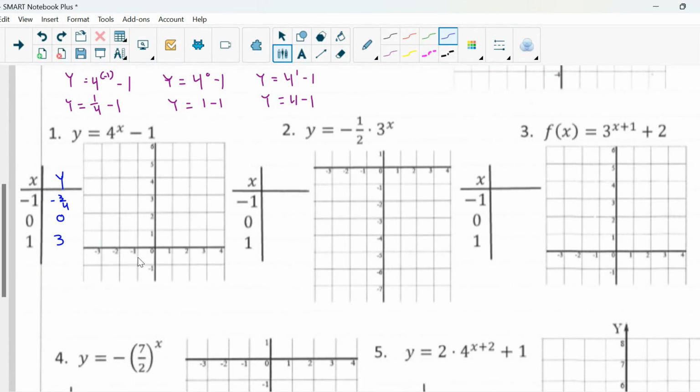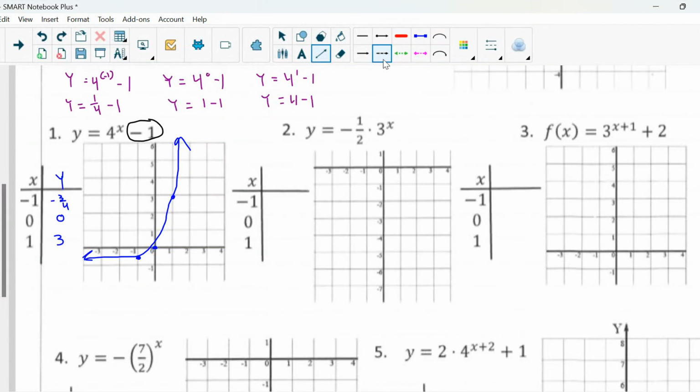So let's graph this. -1, -3/4, 0, 0, and 1, 3. And finally, we're going to have a graph that looks something like that. Once again, take a quick look at our k value here. Our k value is -1, and as we can clearly see, this graph is never going to actually touch -1.